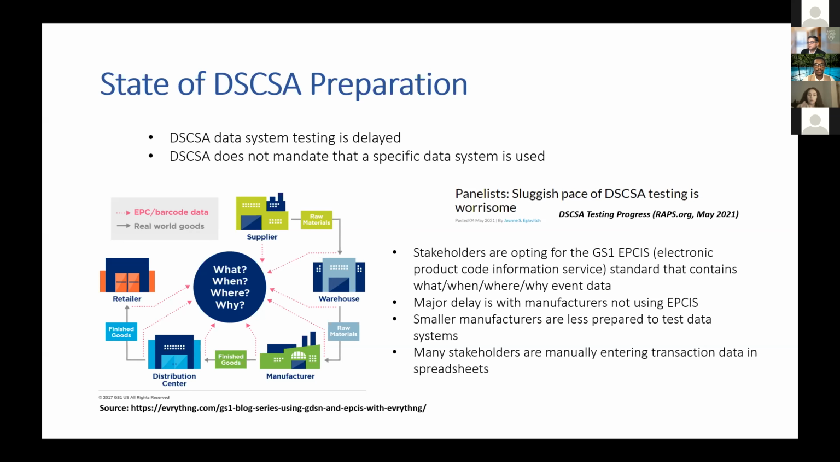And it contains what, when, where, why event data that updates as scanning occurs across the delivery of a prescription drug all the way to a patient, so manufacturing to the patient. It would update with that kind of information as it goes. That standard is interoperable, so it works across different systems. And there's a major delay with manufacturers specifically in the supply chain not using it. They're less prepared. The smaller the manufacturer, if it's say not related to GlaxoSmithKline or Novartis, like we were talking about in Europe, they're just less prepared to handle this type of scaled system. And many stakeholders right now have been manually entering transaction data in spreadsheets. Next slide.